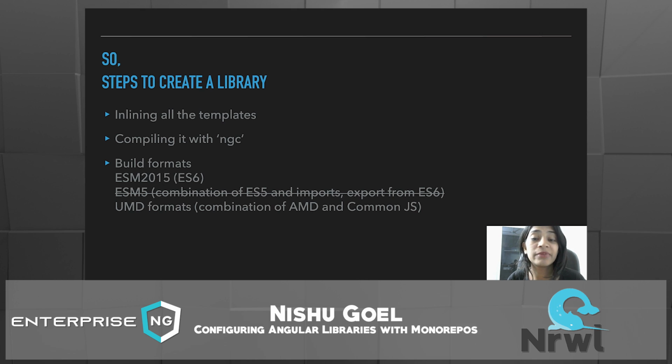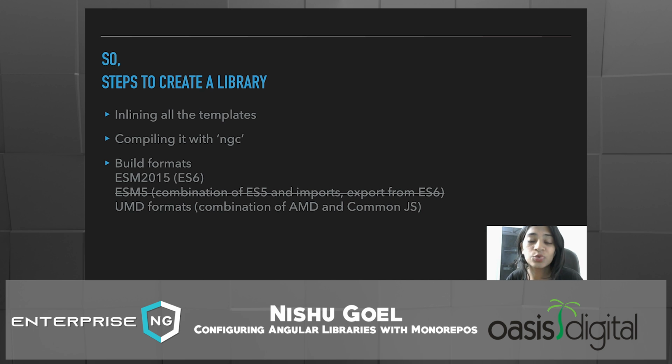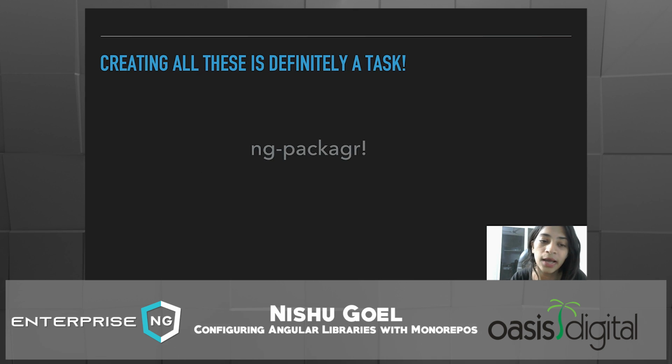The next step is that it compiles through the ngc compiler. So your one component goes through that, which is basically one file, because you have all your styles and templates inlined, and then it generates one bundle or different bundles in different build formats. It would produce one bundle in ESM 2015, UMD format, ESM 5, which with Angular 10 does not happen anymore, as you can see, it's struck off. And all of this that you saw just now, you don't have to do that, because ng-packagr does that.